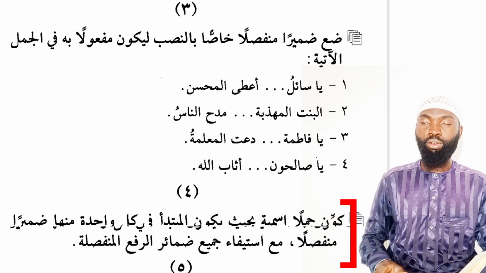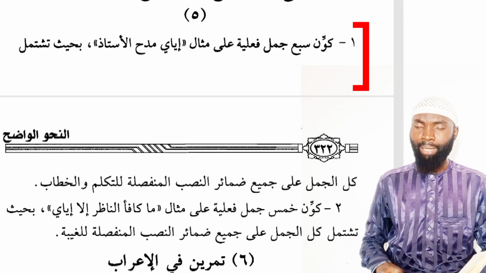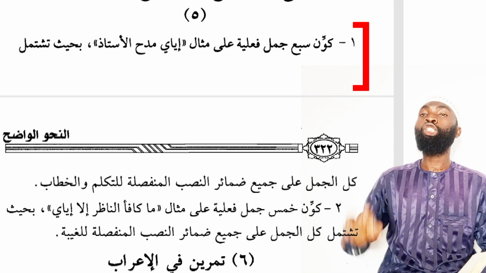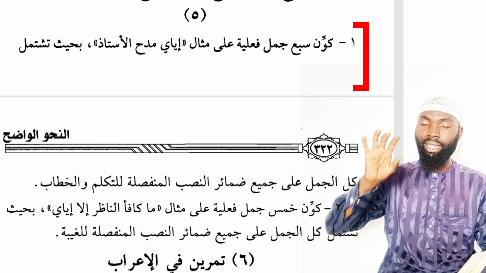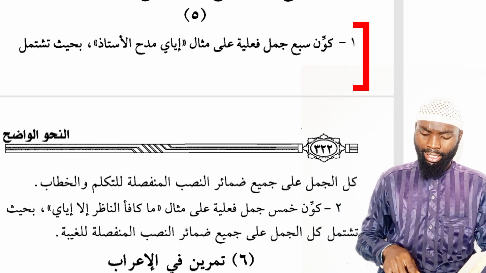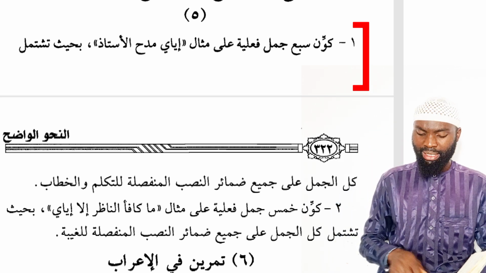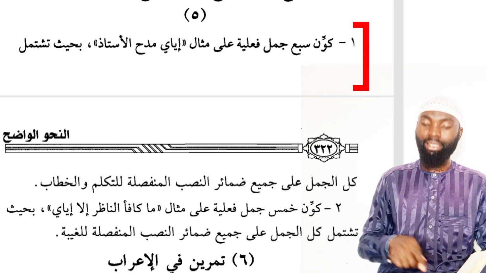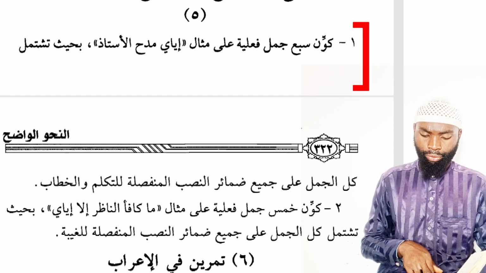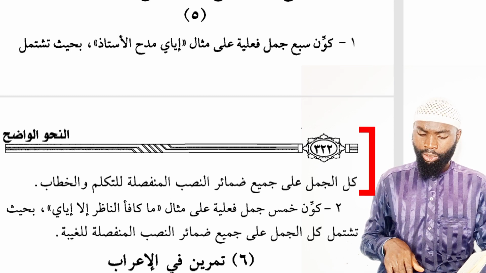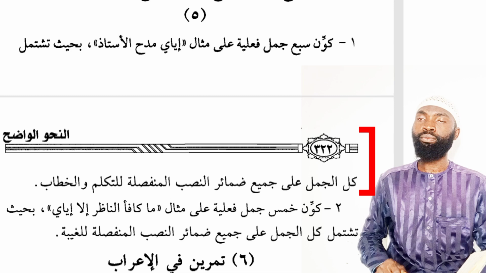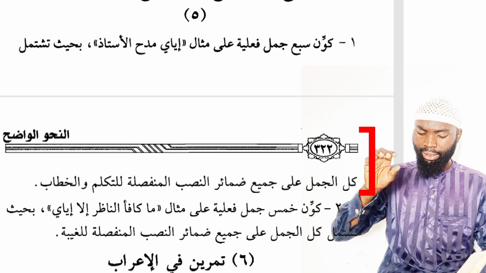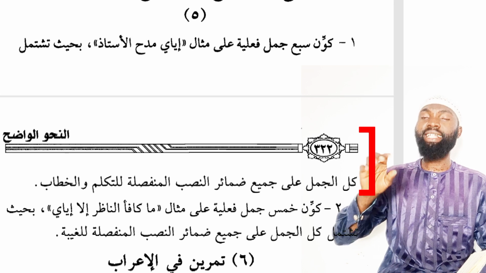the end. Tamrin number 5, it says form seven verbal sentences on the example iyaya madahalu ustad. You are to form seven verbal sentences. Each of them should come under the example of what? Iyaya madahalu ustad. It is me, the teacher praised. So this sentence, you have to form in the following sentences, such that all the sentences include all the detached accusative pronouns of the speaker and the addressee. So that each of these sentences should come with all of the detached pronouns of the accusative.